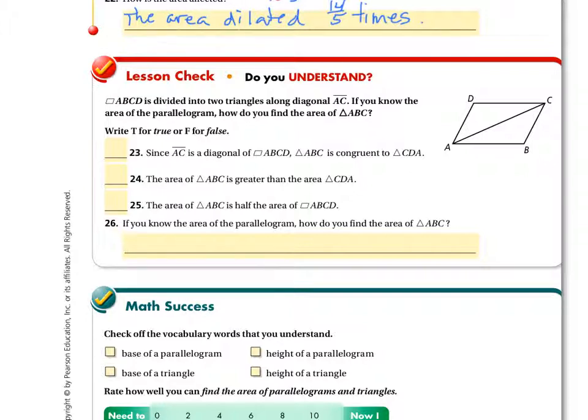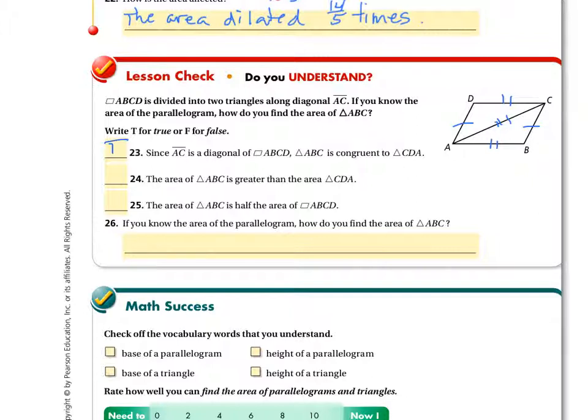So hopefully you looked at the question. They're essentially asking you, how do you find the area of ABC if you know the area of the parallelogram? And 23 says, since AC is a diagonal of the parallelogram, triangle ABC is congruent to triangle CDA. Is that true or false? Well, these sides are equal because it's a parallelogram. Opposite sides are equal. And these sides are equal. And then they share this side. So by what tells you the triangles are congruent? SSS. So that is true.